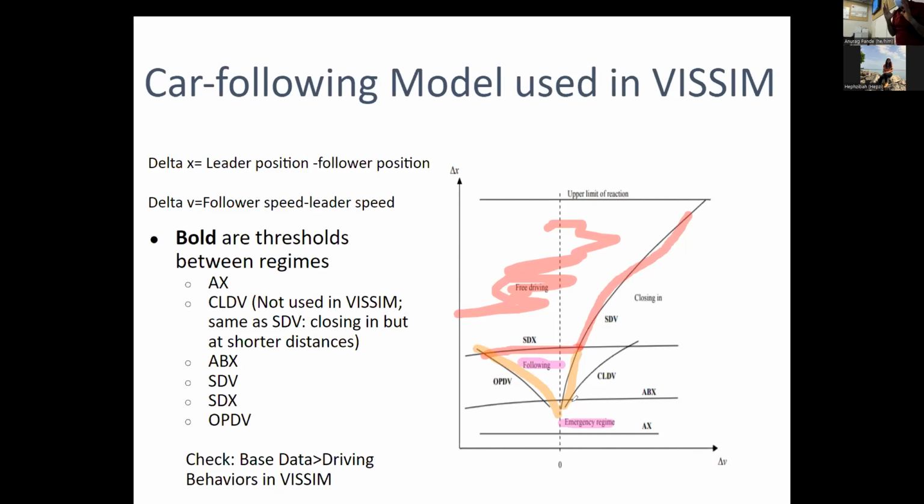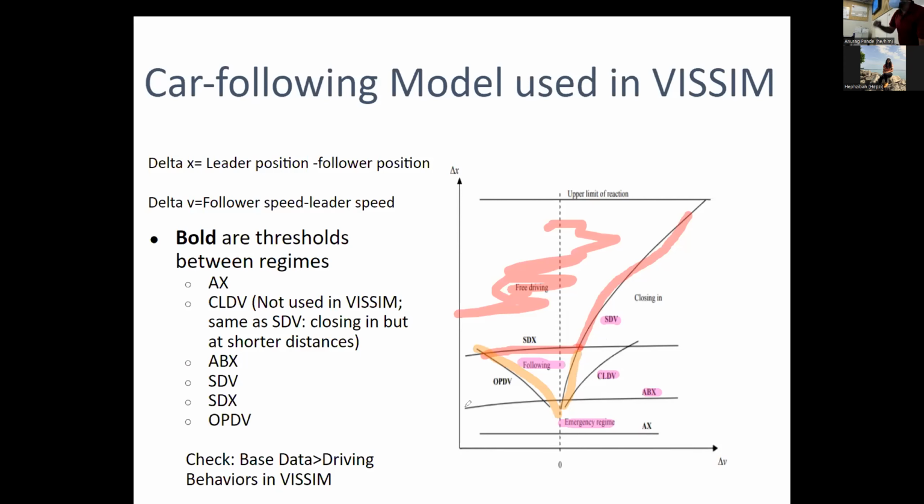Okay, so does that make sense? Again, as I mentioned in the previous class, these acronyms do stand for something, but what they stand for is in German, so I don't bother with exactly what they stand for. VSIM came out of Germany originally, but the idea is that you have these thresholds that you see. CLDV is just like a lower location differential version of SDV. VSIM just uses one SDV.